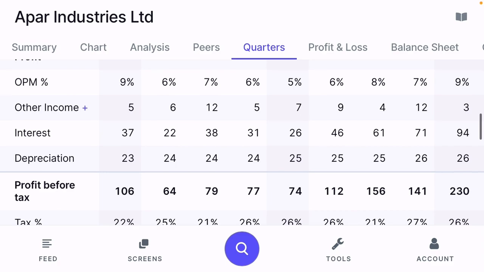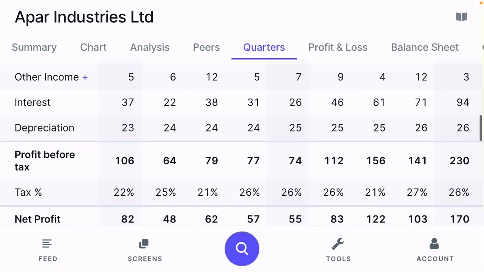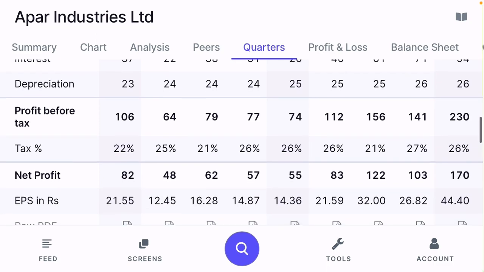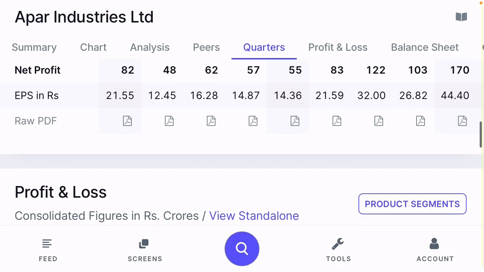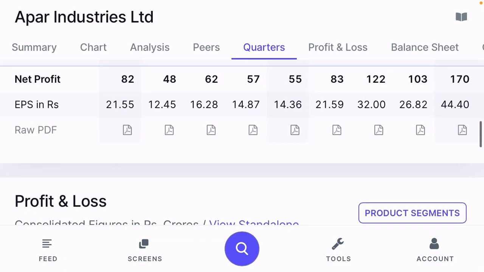Interest, okay, you can see how the company is paying interest. Interest is also increasing from 37 crore to 94 crore now. The company is paying some taxes of 26 to 27%, but still the company is generating 170 crore profit. Earlier it was 82 crore. Excellent performance by the company. EPS also improved from 21.55 to 44.4.